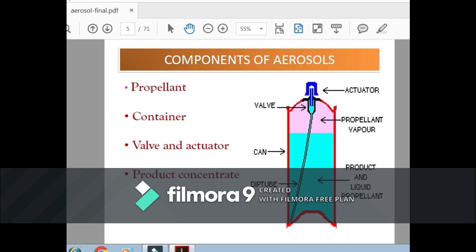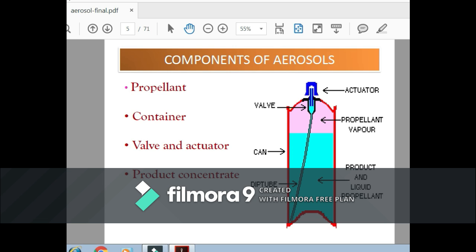Then another component of your aerosol is the container. So this container is also most important, because of that container only, it is possible to give the desired spray pattern of your aerosol. Then valve and actuator. Valve and actuator are responsible for delivering your content from inside the container to the outside. So that tube, valve and actuator are able to develop the spray pattern, or as per your requirement they can cause the foam also. So valve and actuator are the third component of your aerosol.